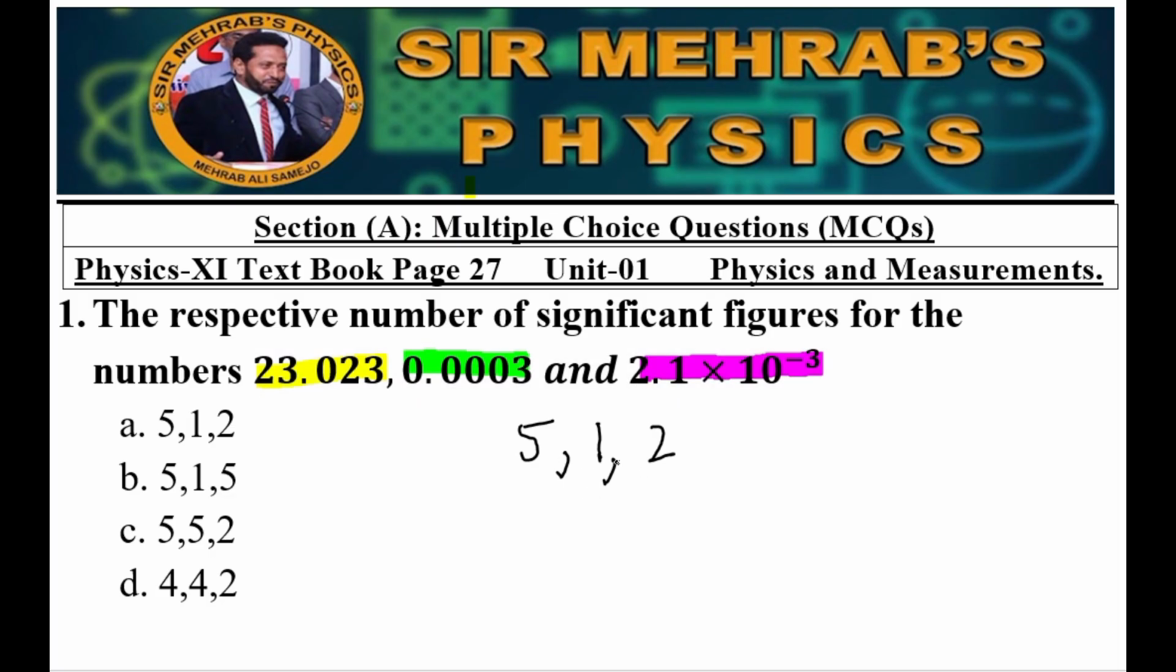So the answers are 5, 1, 2. When you go through the options, we have 5, 1 and 2. Option A is the correct answer. So I hope you got this answer.